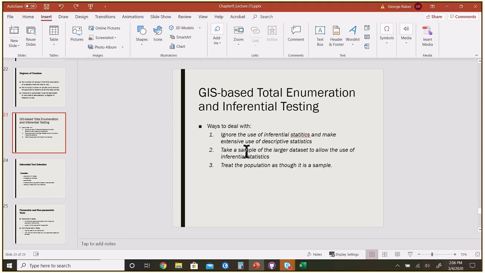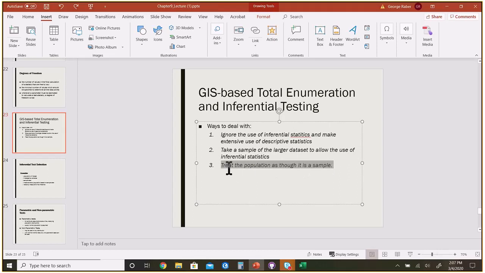But let's just say we knew how some people voted. We actually had that data. Okay. But then we wanted to check and see if we just did a random sample of the population, if those values were different, then we could do that. And then finally, it is possible to just treat the population as if it's a sample.